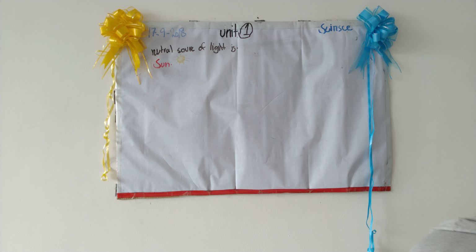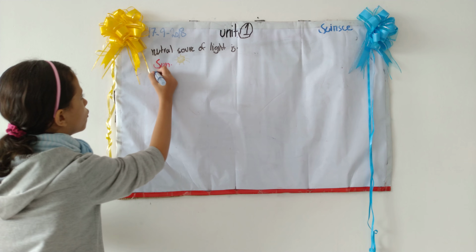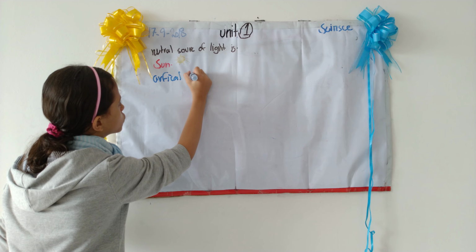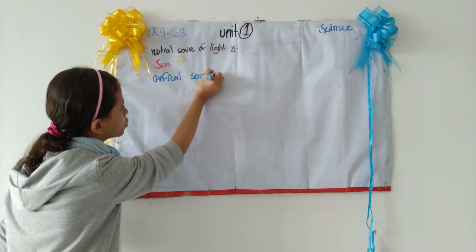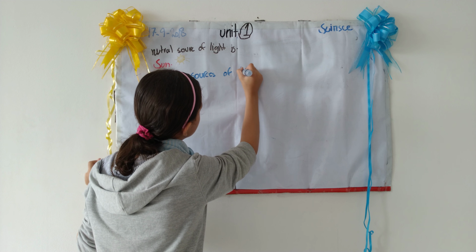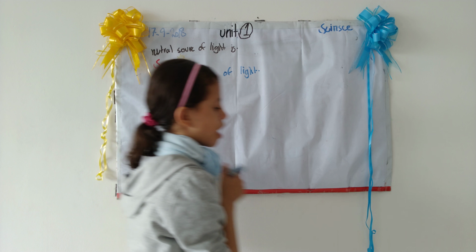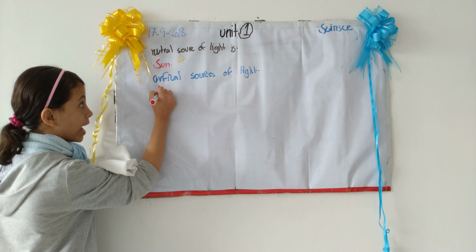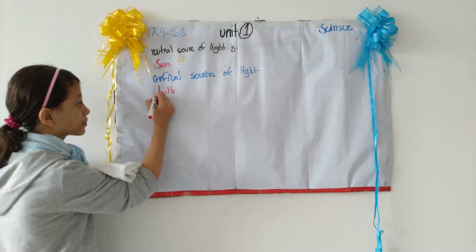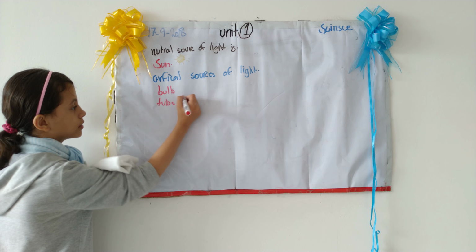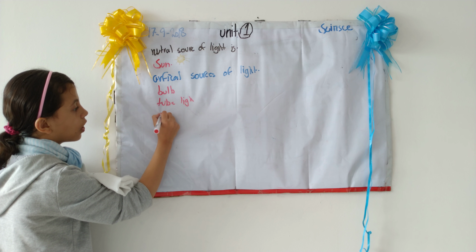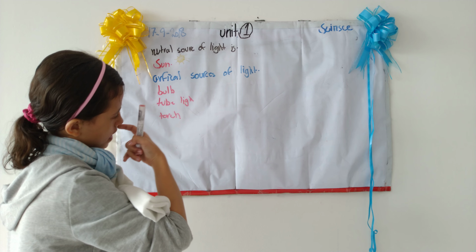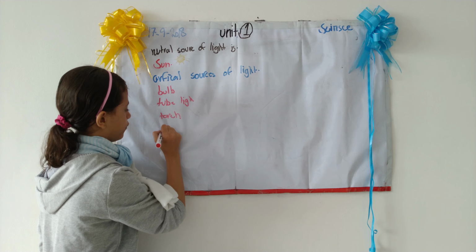And also, for example, the artificial sources of light are: we have the bulb, tube light, torch, and the flashlight.